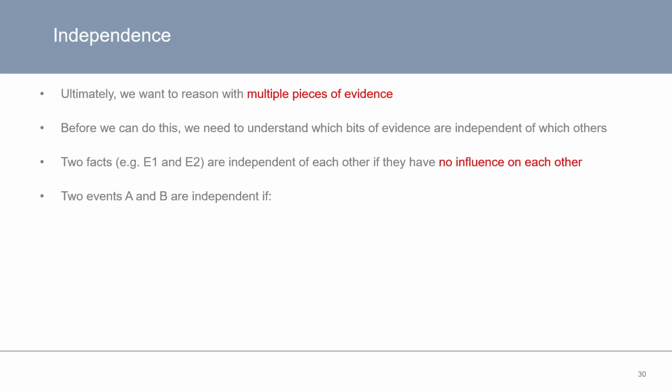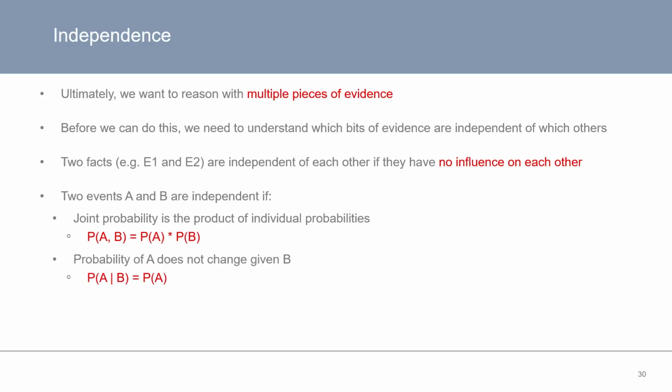To put this formally, two events A and B are independent if their joint probability is the product of their individual probabilities, as we saw earlier, or the probability of A does not change given the evidence B, or in this case, the probability of A conditional on B is equivalent to just the probability of A alone. Further, the probability of B does not change given A, or the probability of B given A is also equal to the probability of B. If all three of these things are satisfied, you know that A and B are independent of one another.